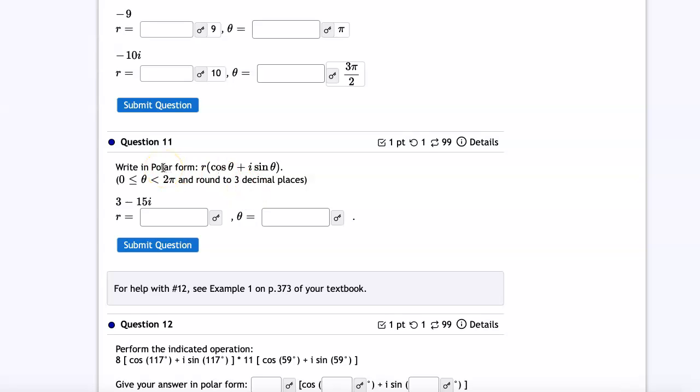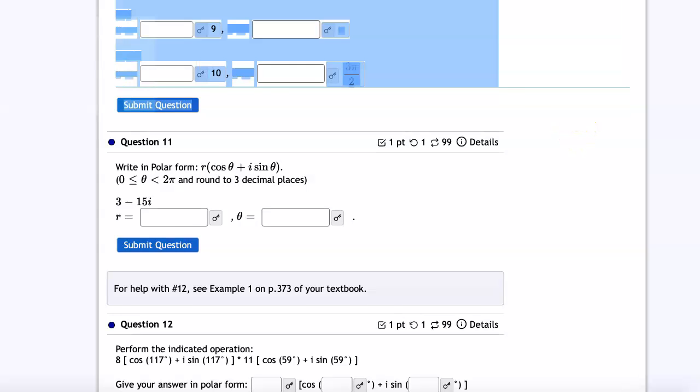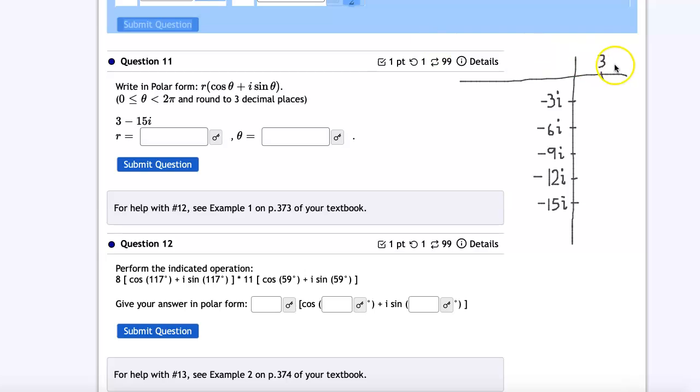Here we have again radians, and we are rounding to 3 decimal places. It's always very nice when they include that. Our point is 3, -15i. So let's start with our graph. Here is my xy plane. This is the complex plane, so the real numbers are on the x-axis and the imaginary numbers run down the y-axis. What I need to do is go to the point 3, -15, which is this point right here.